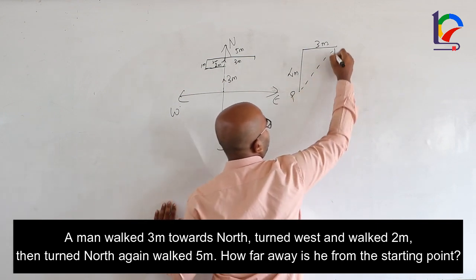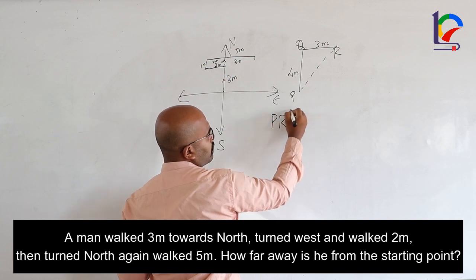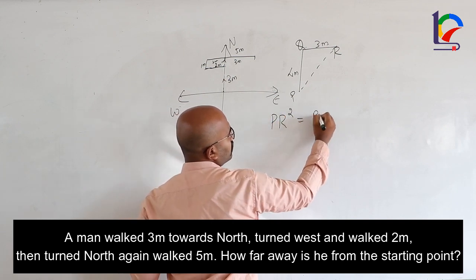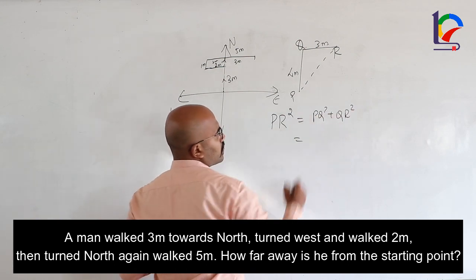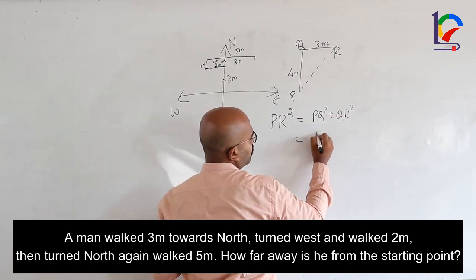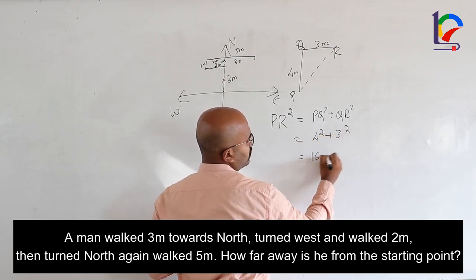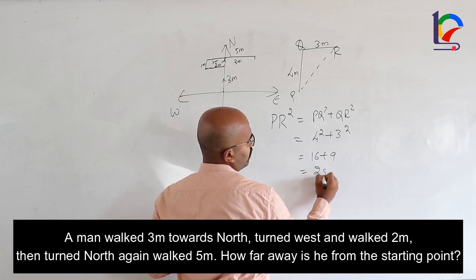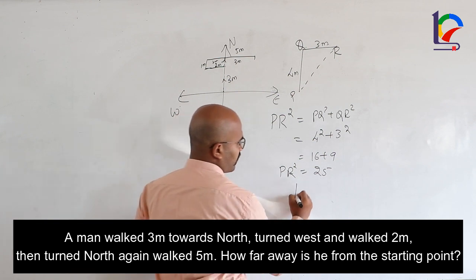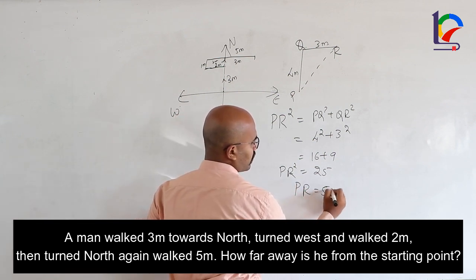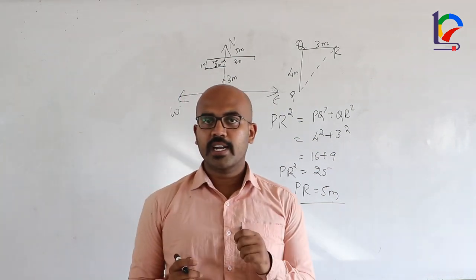So, triangle PRQ. Using the Pythagoras theorem, PR square is equal to PQ square plus QR square. What is PQ square? It is 4 square. What is QR square? 3 square. So 16 plus 9, that's 25. So PR square is 25. What is the value of PR? It is 5 meters. Hence he is at a distance of 5 meters from the starting point.